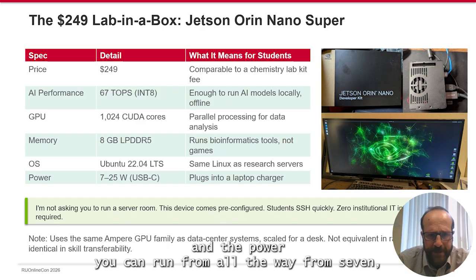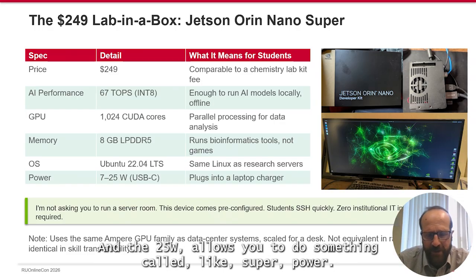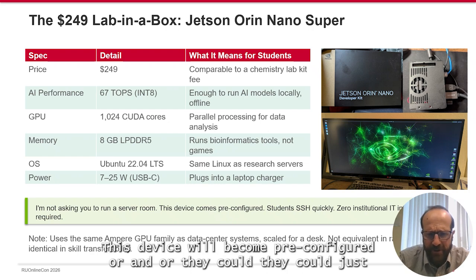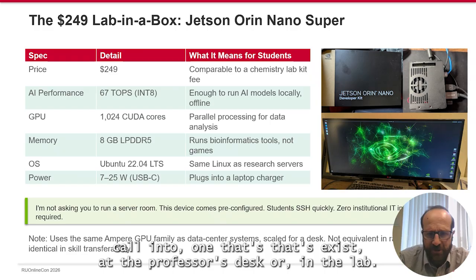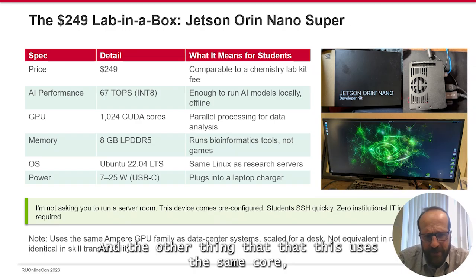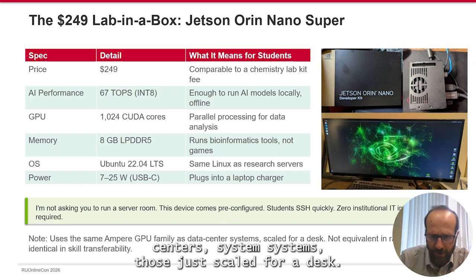And the power you can run from 7 all the way to 25 watts, and the 25 watts allows you to use something called super power mode. So we're not asking the students to run a server room. This device will be pre-configured, or they could just call into one that exists at the professor's desk or in the lab. And this uses the same core NVIDIA Ampere GPU family as the data center systems, though it's just scaled for a desk.